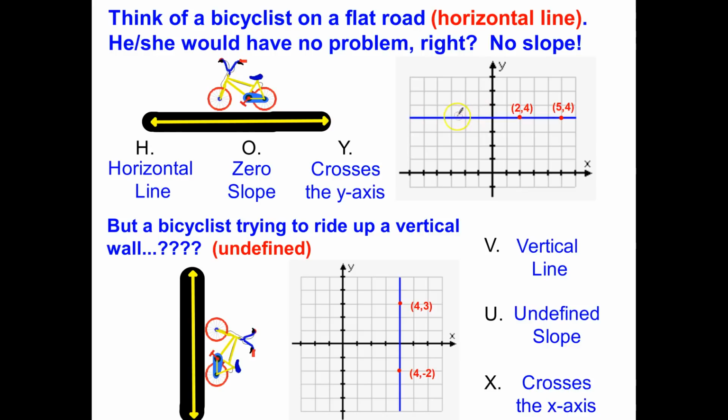When you want to remember the acronym, remember that a horizontal line has a slope of 0. There is no steepness. There is no rise. So the slope is 0.